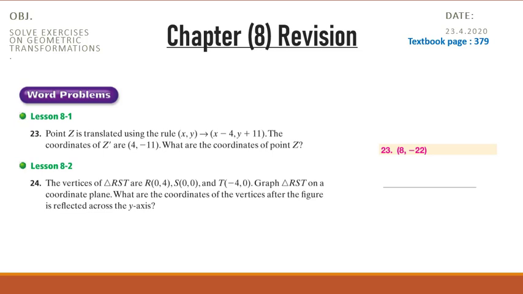Muhammad Ramadan. The first one is (0, 4). Great. The second is (0, 0). Great. And the third is (4, 0). Great. So we only take the opposite of the first coordinate, because when you reflect across the y-axis, you take the opposite of the x coordinate. Okay, Muhammad, thank you. Great.